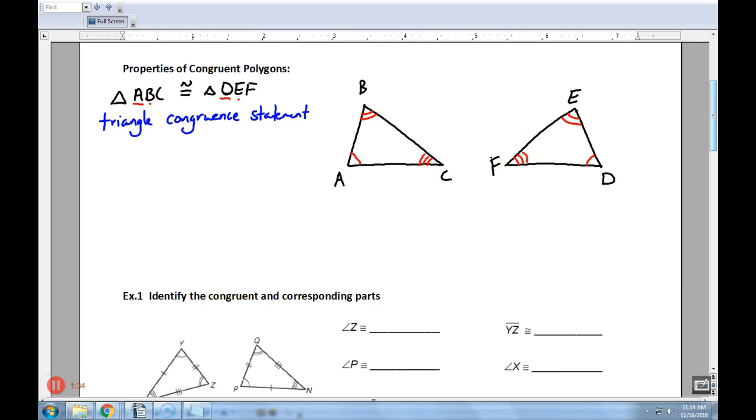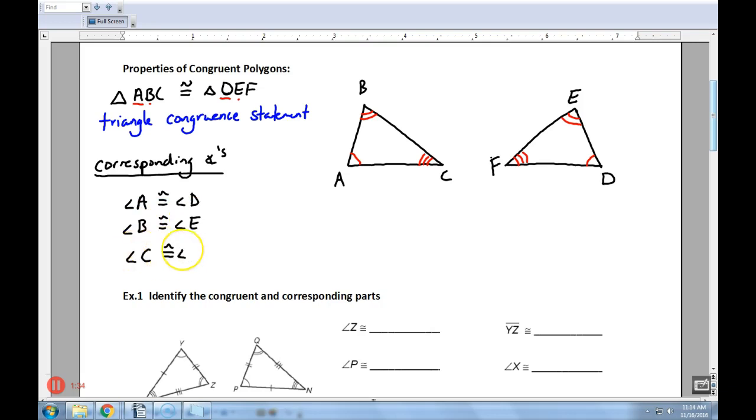So when I refer to corresponding angles, there are three pairs. Angle A is congruent to angle D. Angle B is congruent to angle E. And angle C is congruent to angle F. And with angles, you can have these little marks. Sometimes I'll put them in. If I'm going fast, sometimes I'll leave them out. But you don't have to put them in there. Sometimes it looks like the less than symbol if I'm going too fast. So those are corresponding angles.